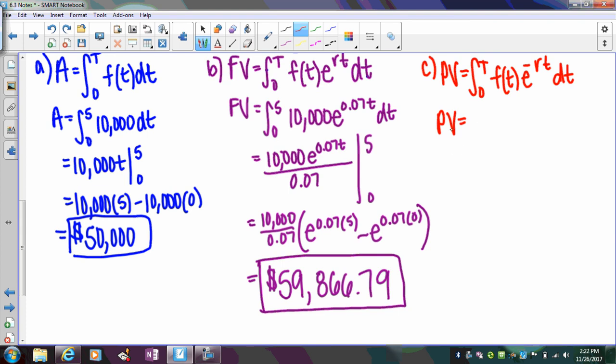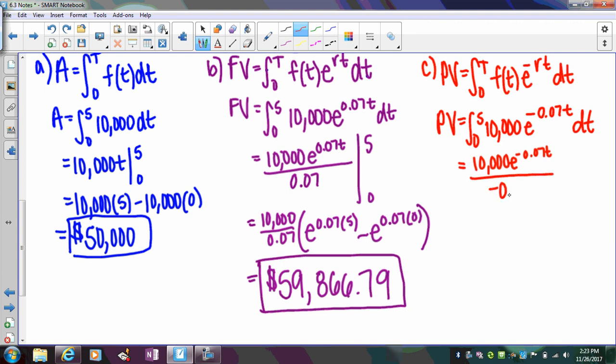So the present value is going to be from 0 to 5. Again, time period's the same. 10,000 is the continuous money flow. E to the negative rate, so 0.07. So again, like I said, it's going to look very much the same. So you have to be very careful here that you have that negative because it looks so similar. And then when you go to do your integral, again, it's going to look very similar, except for now we're dividing by a negative.